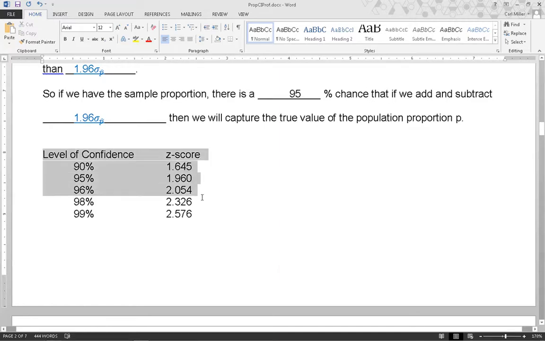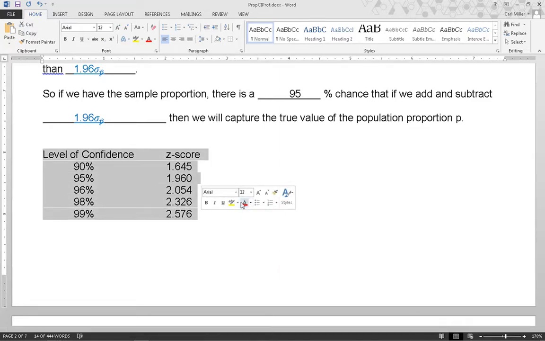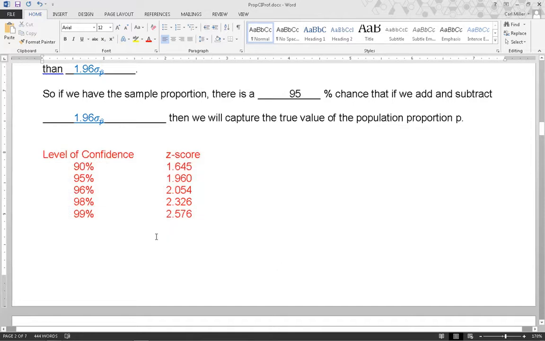So this table right here, you should probably just write down on your table Z in the margin somewhere so that you have it.